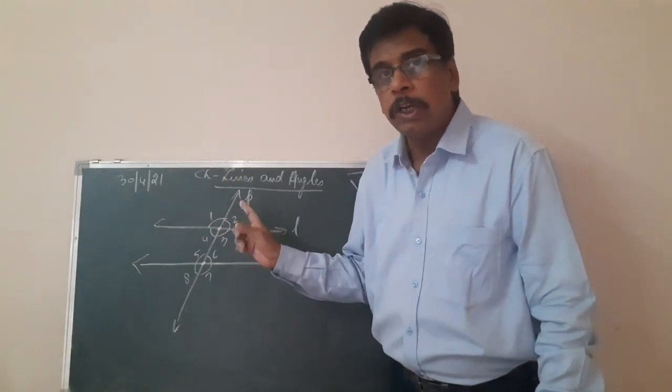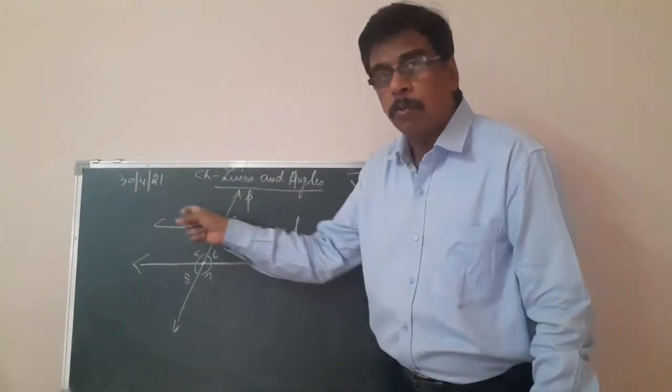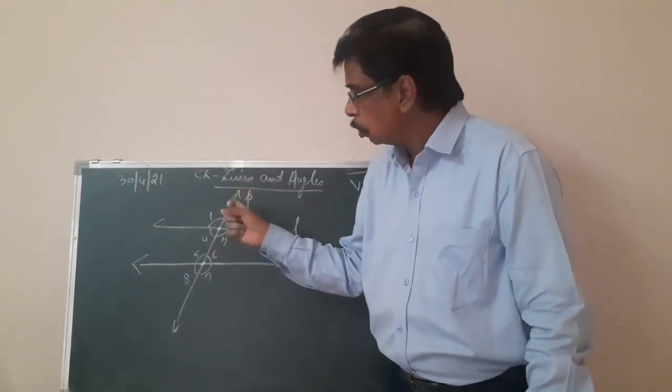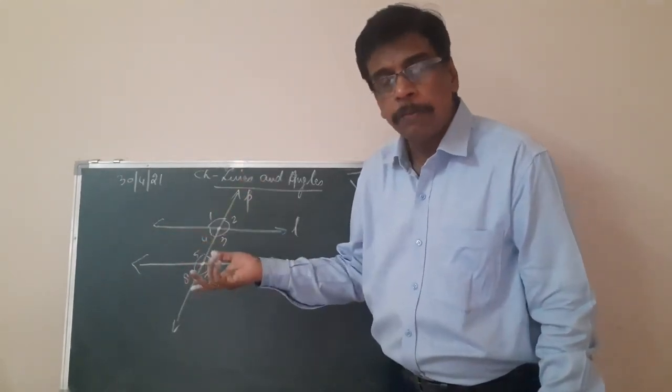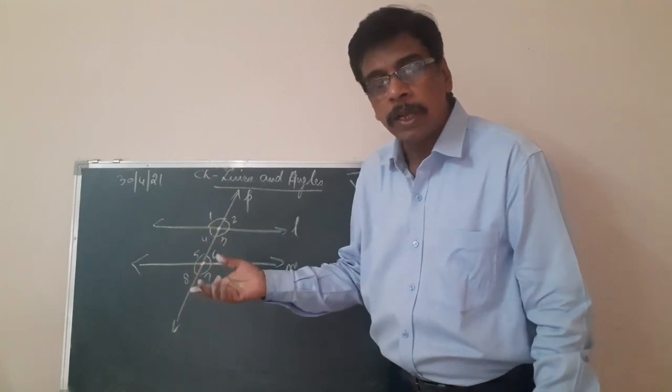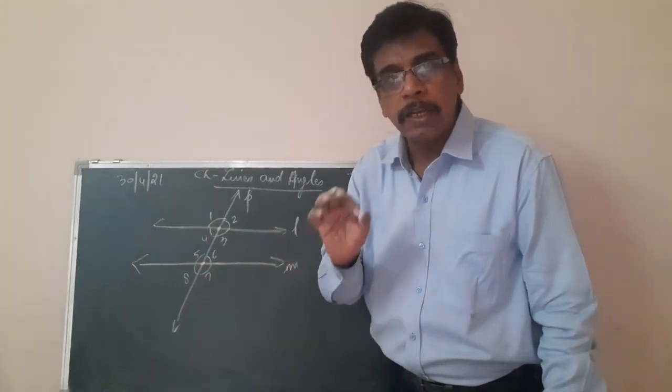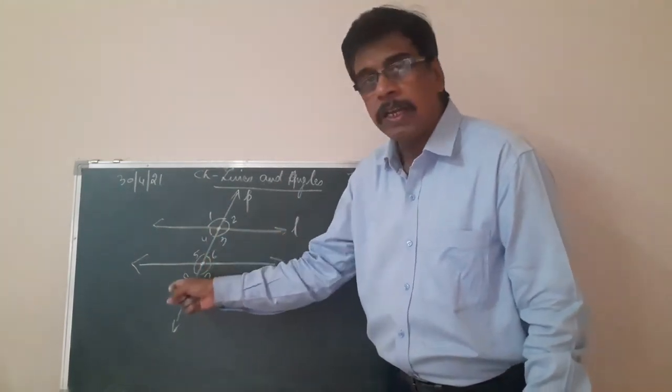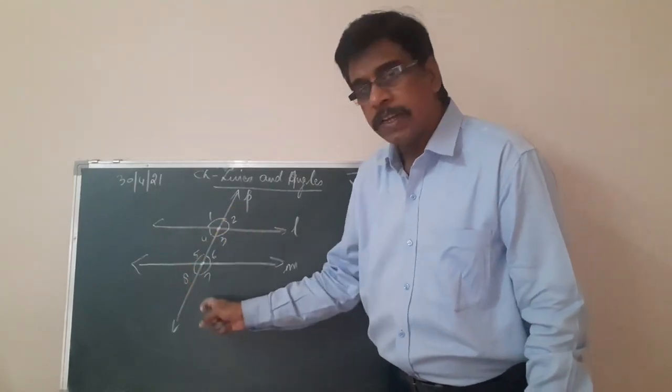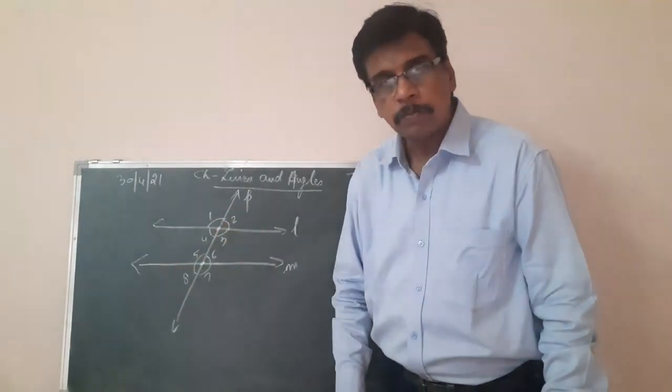I also explained to you vertically opposite angles. Two angles formed by two intersecting lines. So 2 and 4, they are vertically opposite angles. 1 and 3 vertically opposite angles. Vertically opposite angles are equal. Similarly, 6 and 8 vertically opposite angles. 5 and 7 vertically opposite angles.